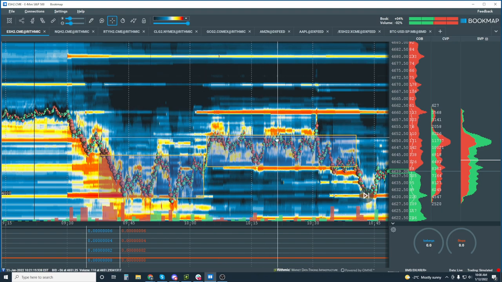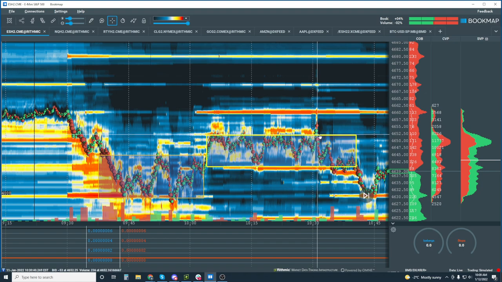We see some buyers in here in these areas. We know buyers lifted the market away from this area. We know there's liquidity down here on the bid. They're supporting it at a higher level with more demand up here. And then we start to see this breakout here.